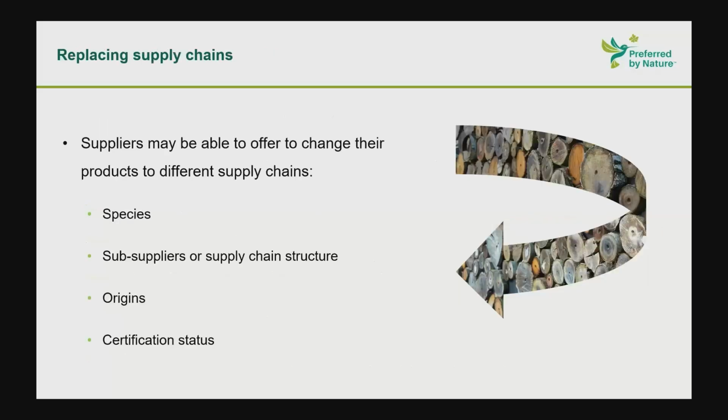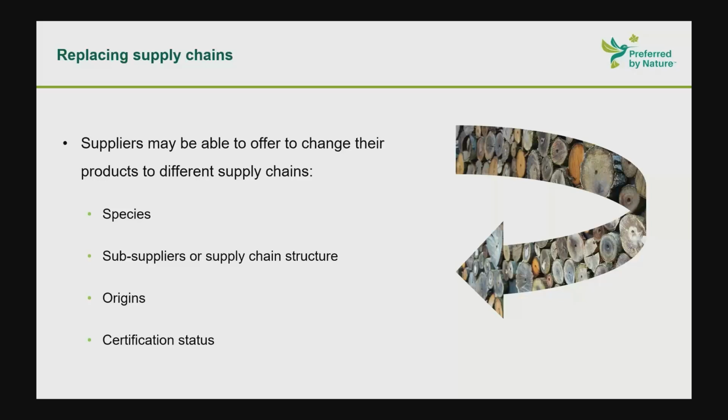Replacing supply chains is another viable example. Sometimes you may want to replace the species that you're using. You may want to replace one of the suppliers in the supply chain. It might just be a forest. It doesn't have to be the whole supply chain. You might just request your sub-supplier to source from a different forest.